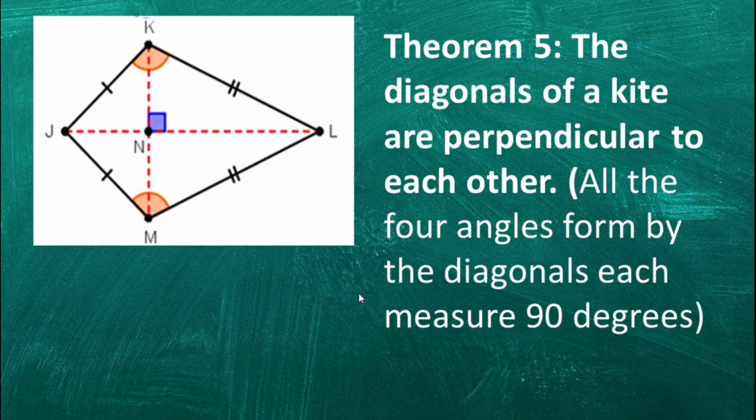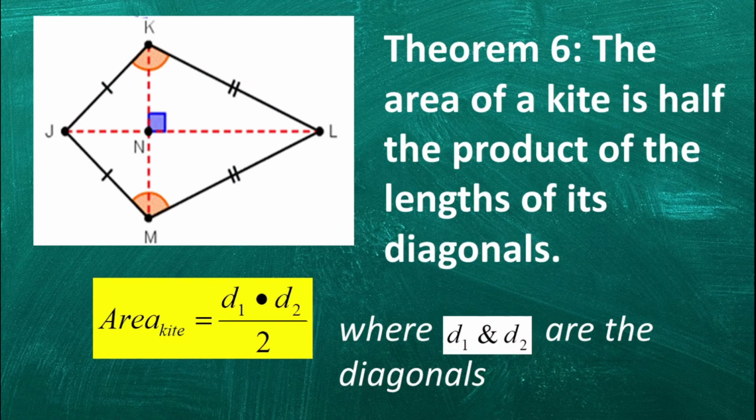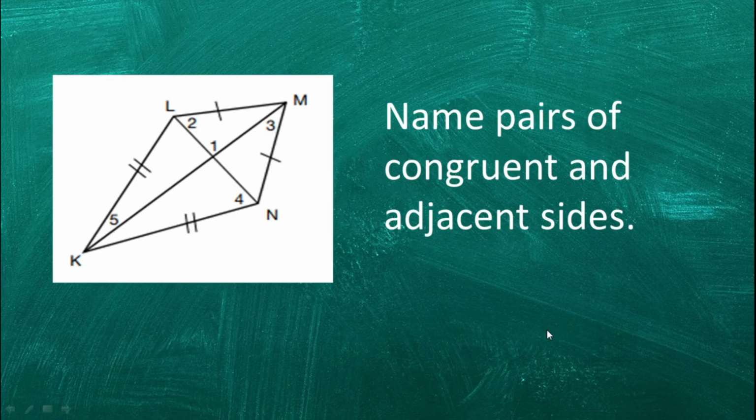Theorem number 5. The diagonals of a kite are perpendicular to each other. It means that all the four angles formed by the diagonals each measure 90 degrees. Theorem number 6. The area of a kite is half the product of the lengths of its diagonals. That is, d sub 1 times d sub 2 all over 2, where d sub 1 and d sub 2 are the diagonals. So let's have these examples on kites.